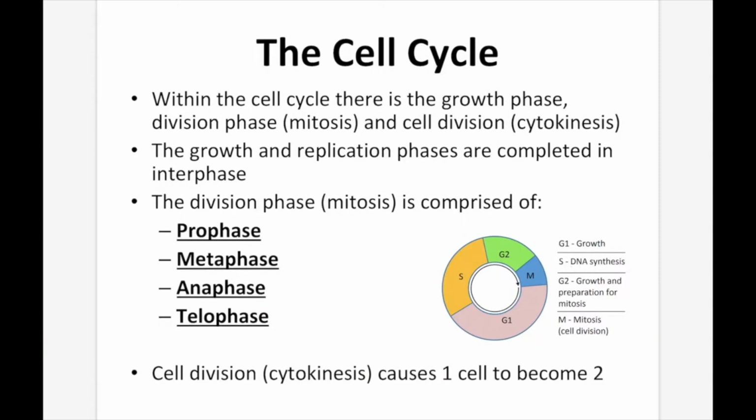The cell cycle. Within the cell cycle, there is the growth phase, the division phase, otherwise known as mitosis, and cell division, which is otherwise known as cytokinesis. The growth and replication phases are completed in interphase. The division phase, mitosis, is comprised of prophase, metaphase, anaphase, and telophase. And then lastly, cytokinesis is when one cell becomes two cells.